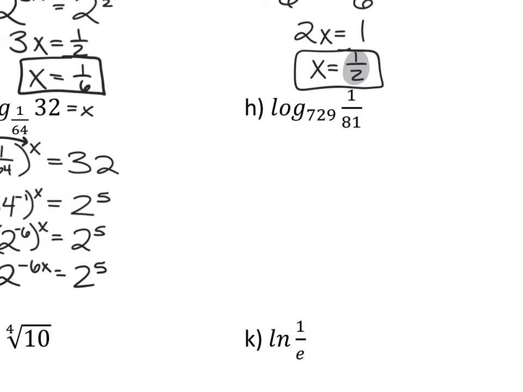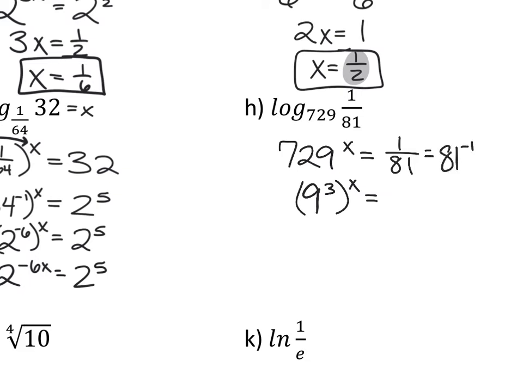If we log loop this, it'd be 729 to the x power equal to 1 over 81. You recognize 81 as a power of 9. So let's see if 729 is also some power of 9. If you don't know it in your calculator, do 9 times 9 times 9 times 9, as many times as you get until you get 729. Shouldn't be that many. How many is it? 3. So 9 to the 3rd power is the same as 729. And 1 over 81, if I write that as a power of base 9, would be 9 to the negative 2 power.